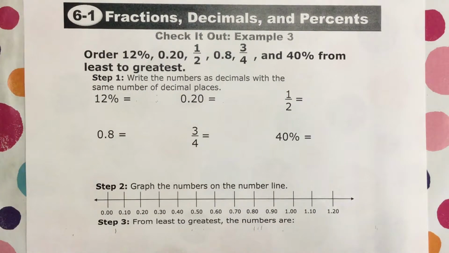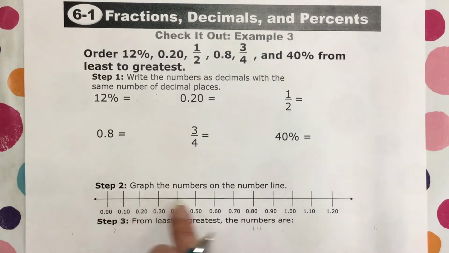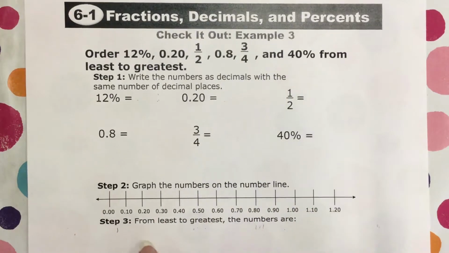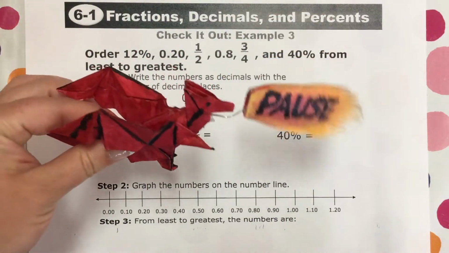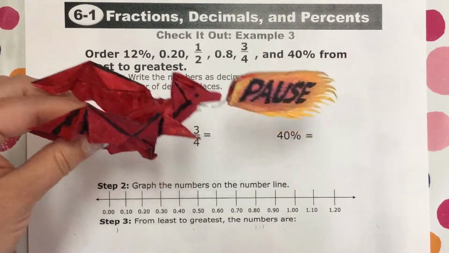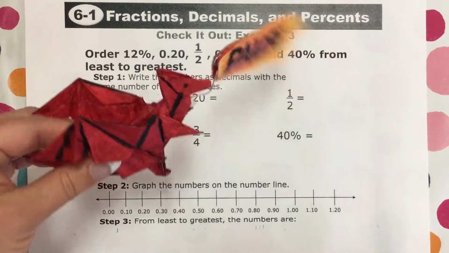Okay? So where is my friend? Oh, and then you're going to graph them on the number line and then write the original numbers from least to greatest. Where's my friend? Oh, there's the pause dragon, reminding you to pause. And when you get done with the whole thing, press play and we'll see how you did. Okay, see you in a bit.